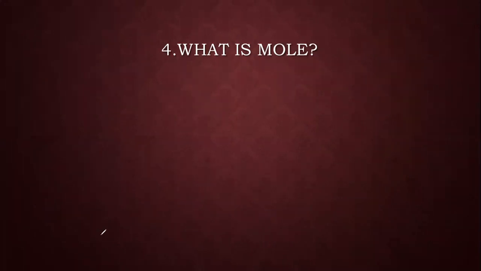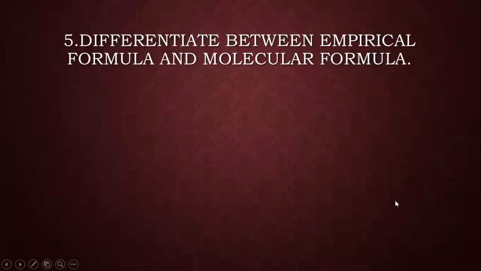Now, step one is to differentiate between empirical and molecular formula. So what is the empirical formula? What is the molecular formula? The empirical formula is basically the formula of a compound that gives the simplest whole number ratio, while the molecular formula is the actual whole number ratio. This is the basic difference. I am repeating again: the empirical formula is the simplest whole number ratio of a substance, while the molecular formula is the actual whole number ratio of a substance.